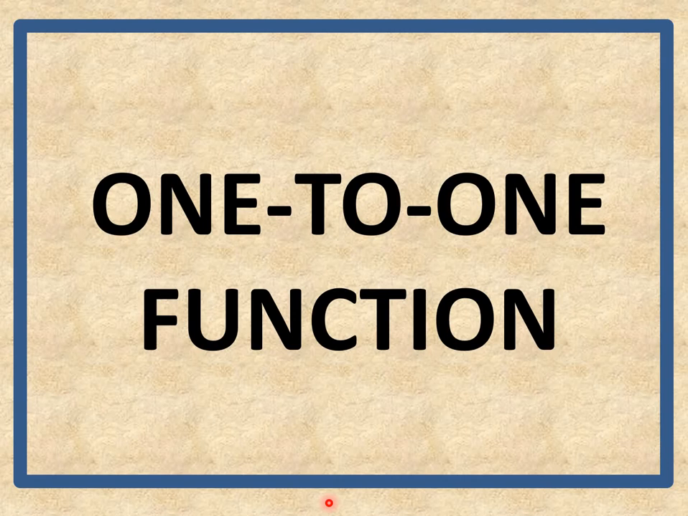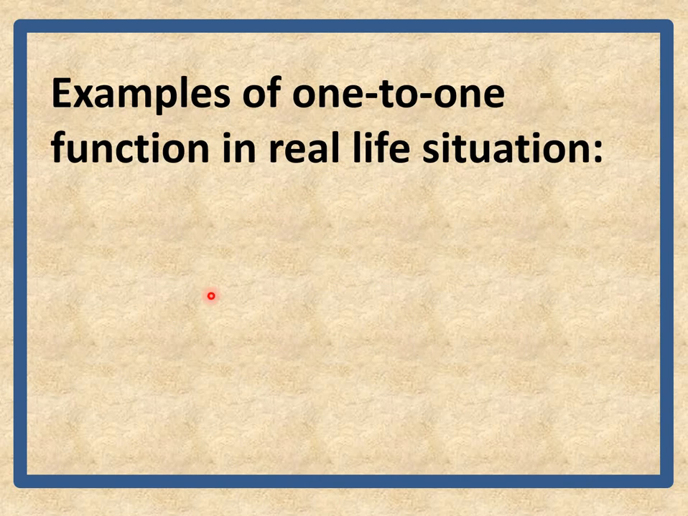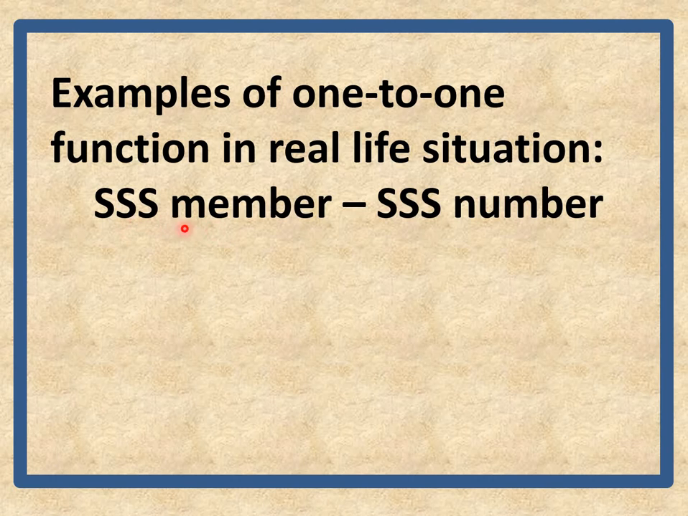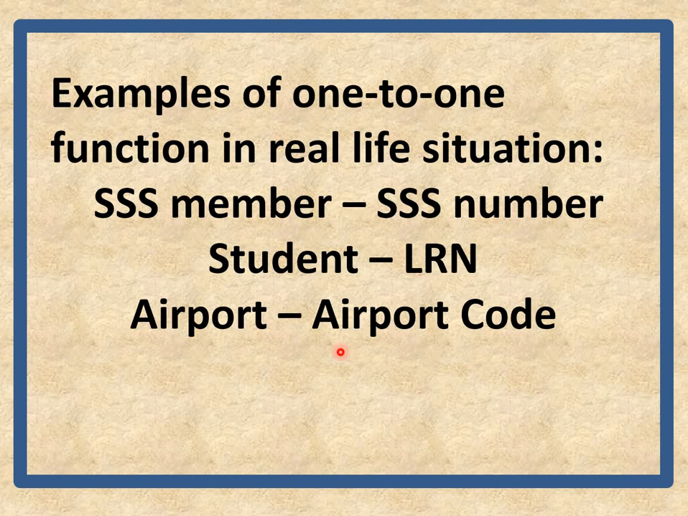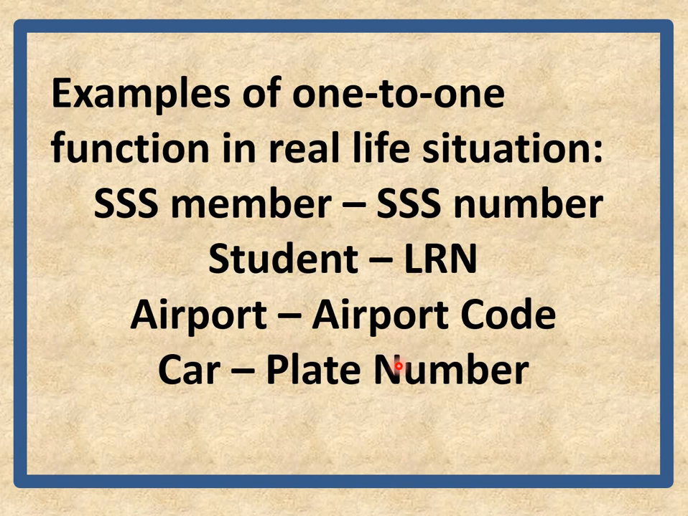What is a one-to-one function? In real-life situations, a one-to-one function could be explained like this. For example, an SSS member must only have one SSS number, meaning one SSS member could not have more than one SSS number. For a student, every student must only have one LRN. An airport must only have one airport code. And a car must only have one plate number.